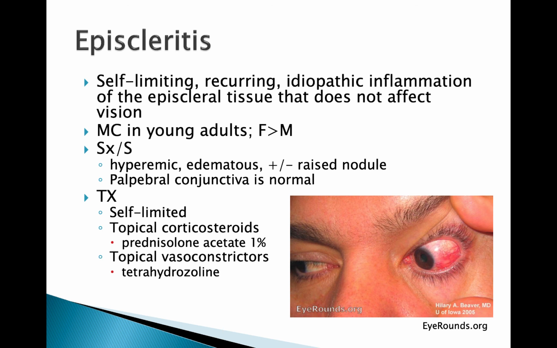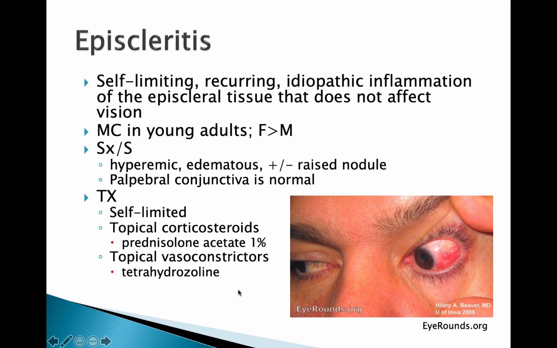The last two things we're going to talk about in this section are episcleritis and scleritis. Episcleritis is self-limiting and recurring. It's an idiopathic inflammation of the episcleral tissue that does not affect vision. It's more common in young adults, and it's greater in females than males. You're just going to see this hyperemic, edematous area. You may or may not have some raised nodules, and the palpebral conjunctiva is normal. This is self-limiting, although these people are very distressed because nobody likes to have this red-appearing eye all the time.